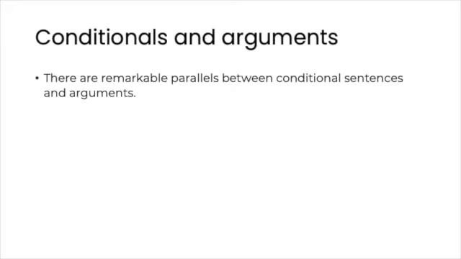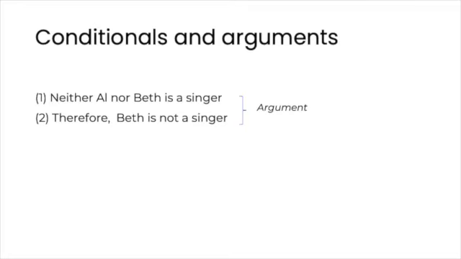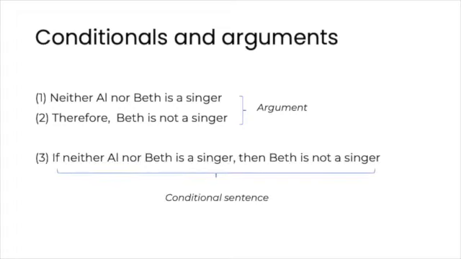Okay, let's point out some interesting relations between the logical properties we've studied so far. I'm sure you noticed that there were some remarkable parallels between conditional sentences and arguments. Suppose you have an argument that says the following. Neither Al nor Beth is a singer. Therefore, Beth is not a singer. Now consider the conditional. If neither Al nor Beth is a singer, then Beth is not a singer.